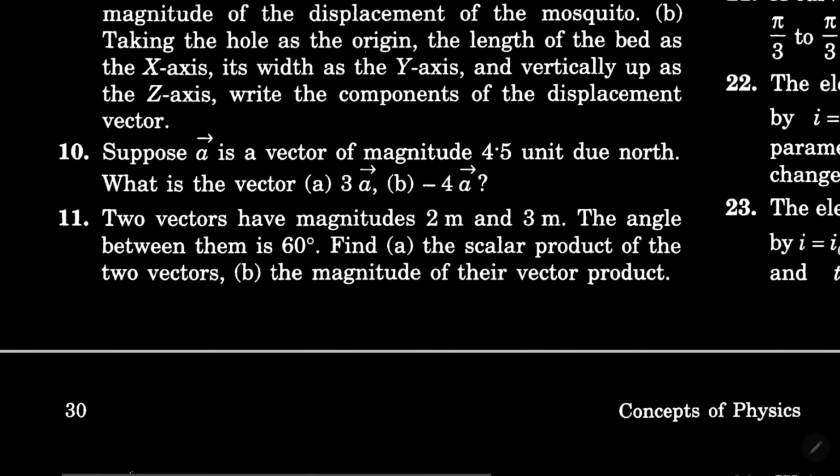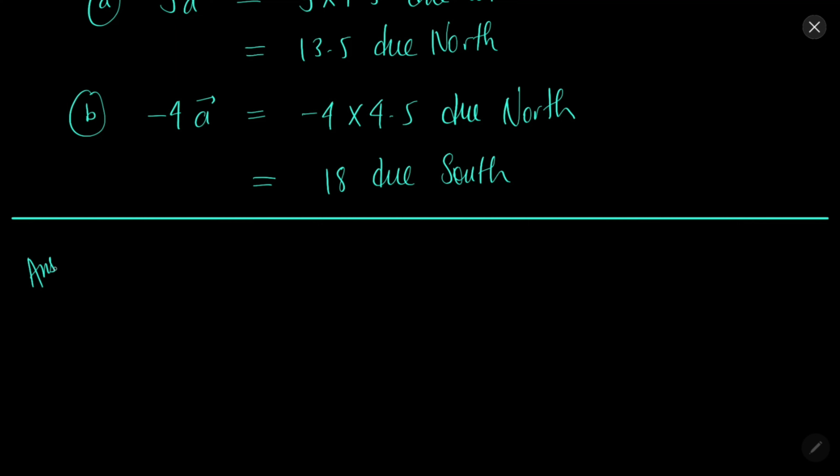In question 11, we have two vectors having some magnitude. The angle between them is also given. We need to find the scalar product of the two vectors, and the magnitude of the vector product also. So this is the 11th one. The magnitudes are 2 meter and 3 meter, and the angle is 60 degrees.